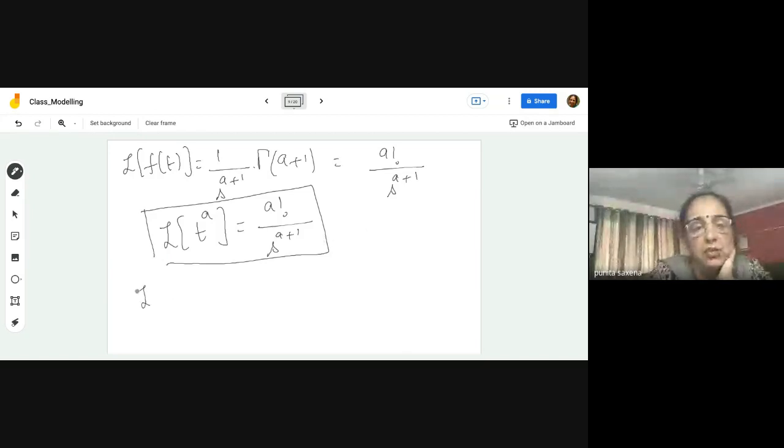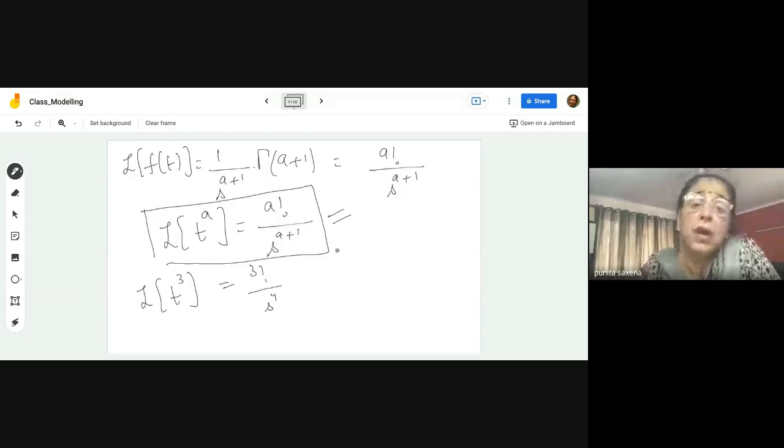So if somebody asks you to find the Laplace transform of t cube, you don't have to compute it. It's simply 3 factorial upon s to the power 4. You don't have to compute the integral. You just have to remember this result. So that's why they are standard results. And the fact that gamma function of 1 by 2 is root pi can be used when you have fractional powers, because in that case you'll end up with a fractional power somewhere.